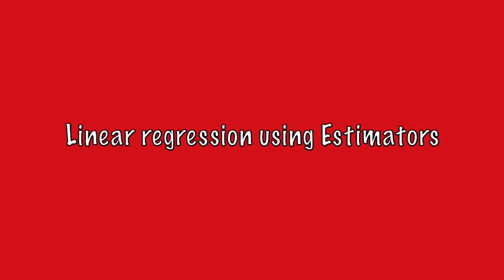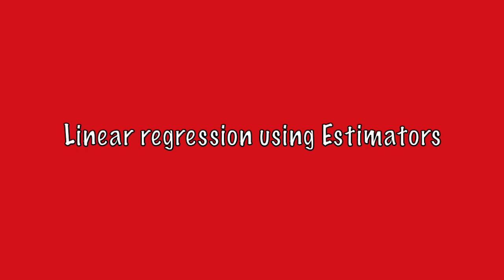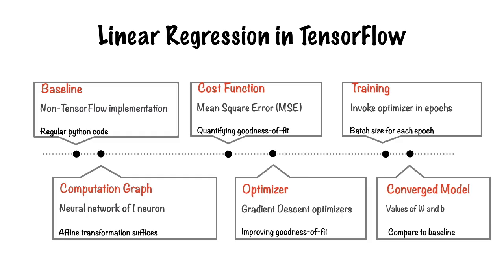In this lecture, we'll see how we can implement linear regression in TensorFlow using something called estimators. Estimators are a high level API which abstract away all the little details of regression which we implemented manually in our previous lectures. At this point, we are quite comfortable with all the steps involved in setting up a linear or logistic regression model in TensorFlow.